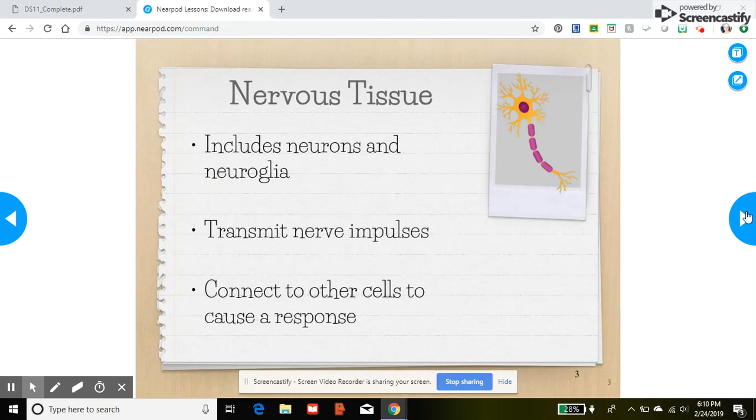So when we talk about our nervous tissue, nervous tissue includes neurons and neuroglia. Glia is going to be more in the brain. We're still going to talk about the different types of glial cells, but just keep in mind that's going to be more with the brain, whereas neurons are going to be more throughout the body. So our nervous tissue, obviously, the main goal is to transmit a nerve impulse.